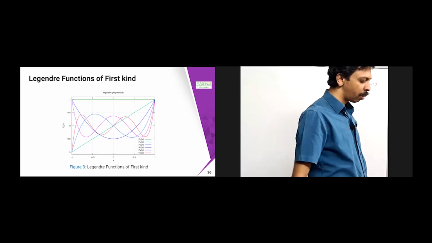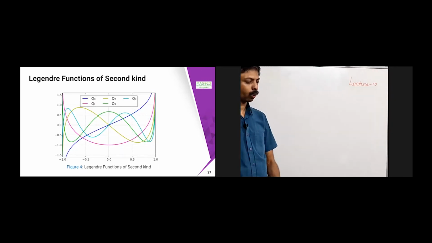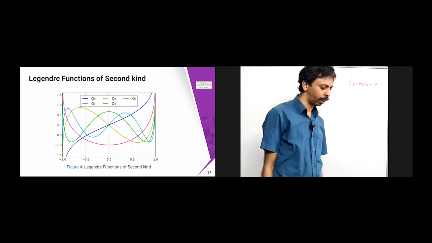Similarly, the Legendre functions of the second kind are also there. Q0, Q1, Q2, etc. That is also given here.